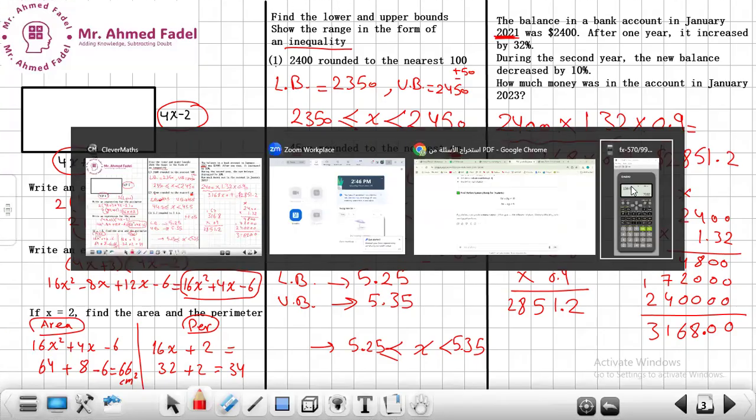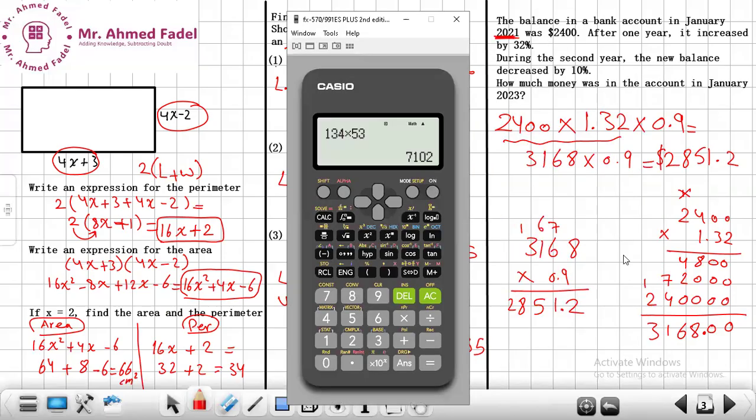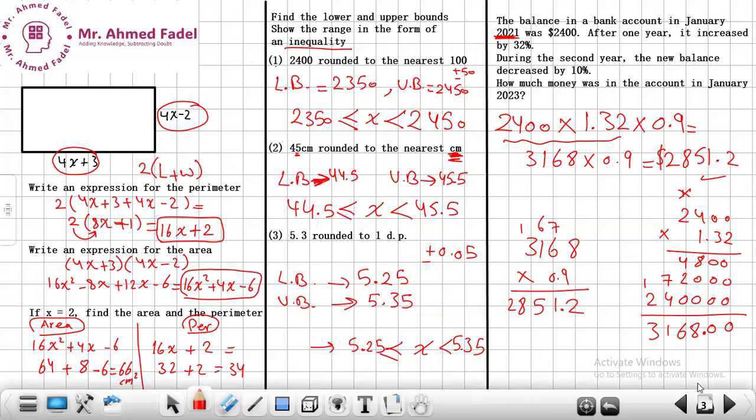Mister, if such a question comes in the paper, most probably it will come to you in paper 2. If they have multiplying by three-digit numbers and these things, you should be able to do it like what we've done right now. So you will just need to do 2,400 multiplied by 1.32 multiplied by 0.9 equals, then you write SD, it's 2,851.2, like what we've done over here.